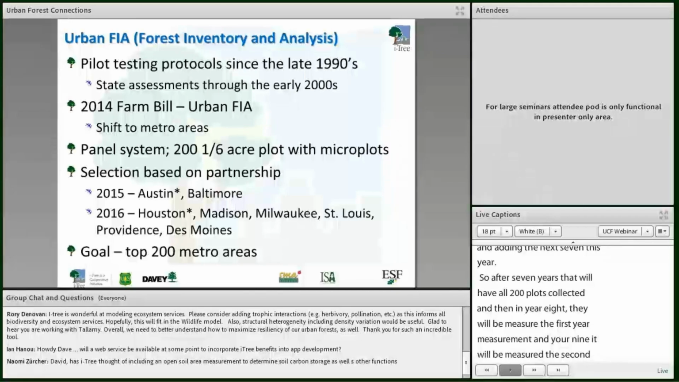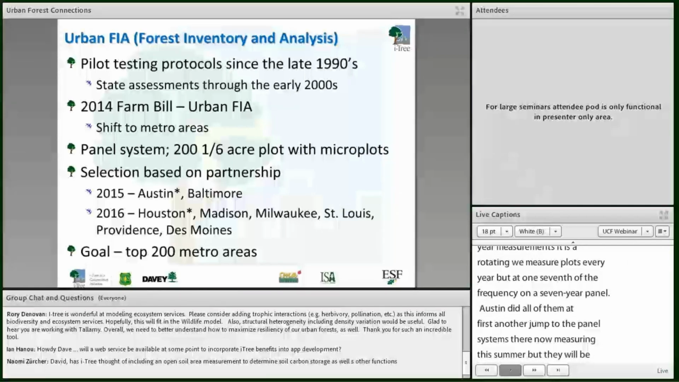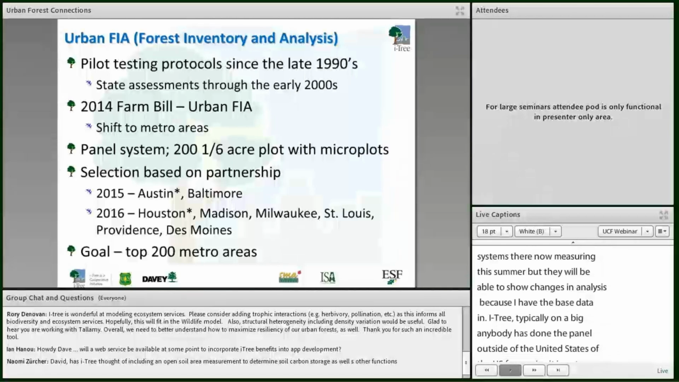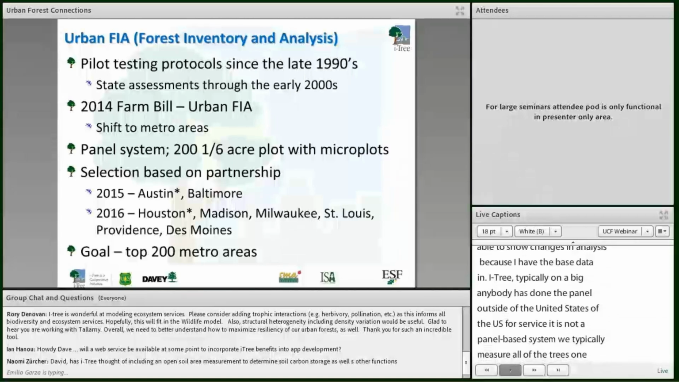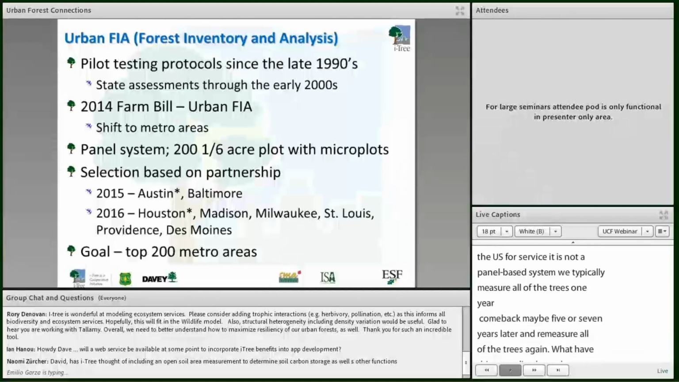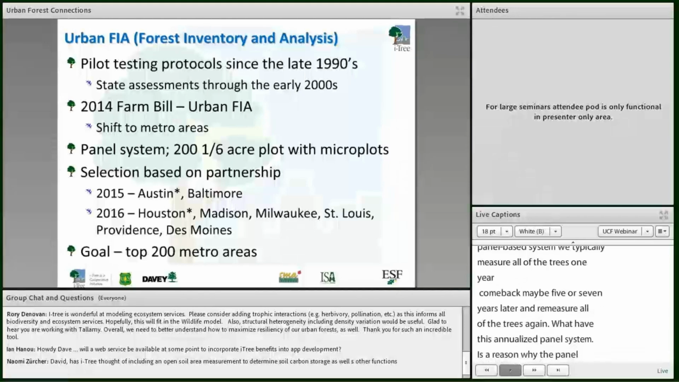Austin did all of them at first, and now they're jumping to the panel system, so they're measuring 1/7 this summer, but they will be able to show change analysis because they have the base data in. iTree, typically, I don't think anybody's done a panel outside of the U.S. Forest Service. It is not a panel-based system. We typically measure all the trees 1 year and come back maybe 5 or 7 years later and remeasure all the trees again. We don't have this annualized panel system. And there's a reason why the panel system is a good idea, and there's efficiencies and inefficiencies of doing so, but it's up to the users. But FIA is on a panel-based system except for the ones that have asterisks.